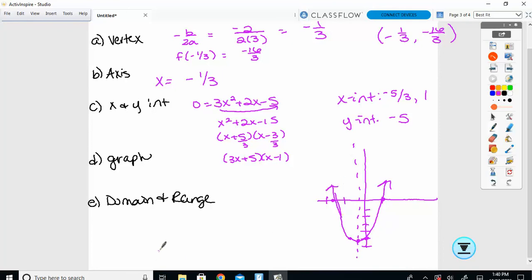Could you look at that graph and tell me the domain and range? What's our domain? Always. How do I want you to write it? Okay. And what's my range going to be? Yeah, it's actually negative 16/3 to 0, or to infinity, excuse me, because you have to start at your vertex. All right. Is this okay? All right, let's grade.